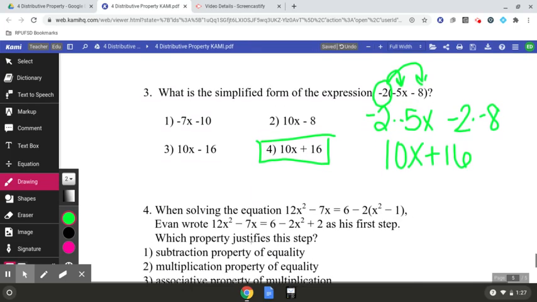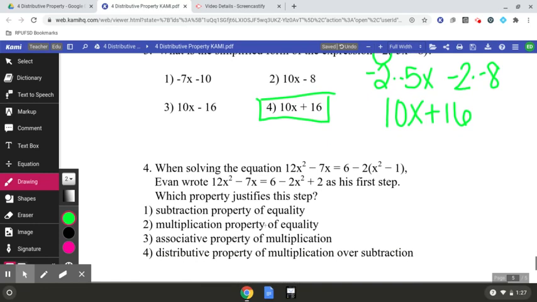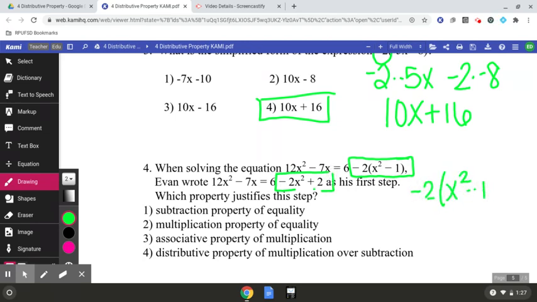Okay, and this is just like example 2. When solving this equation, 12x squared minus 7x equals 6 minus 2 parentheses x squared minus 1, Evan wrote 12x squared minus 7x, which is the same as the first one, equals 6 minus 2x squared plus 2. So if you notice, as I was reading, this here changed and became this. So if I write them, and this is how I like to do these, on top of each other, it might be easier to see what's changed and how it changed.